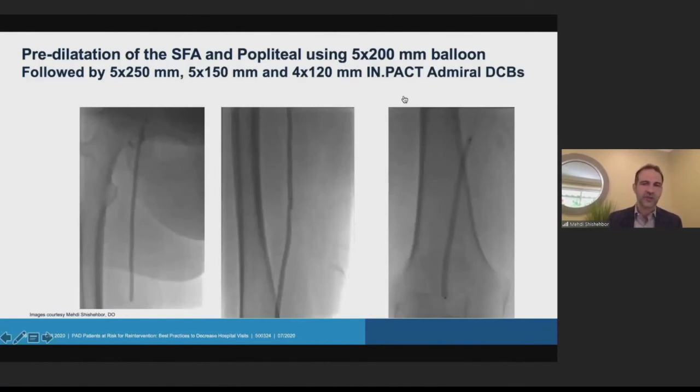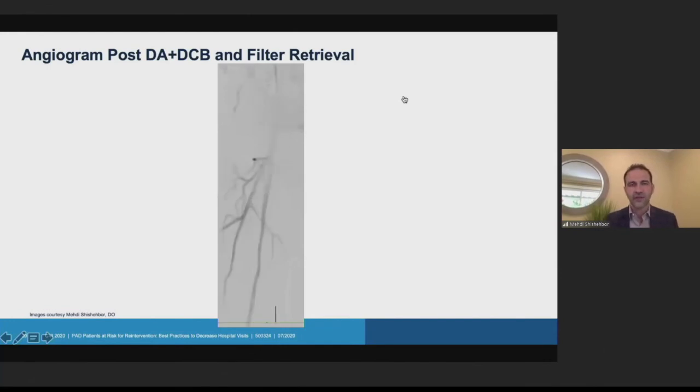And in this situation, we went in with multiple DCBs, as I have shown you here, and we attempted to deliver drug to this patient. Again, following what Peter has suggested. And you asked a very good question about Peter. So this is the angiographic result we had.